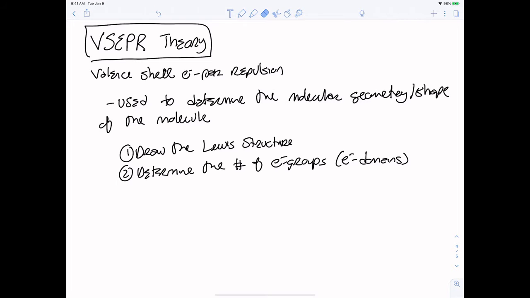And then from that, we determine the shape using the fact that those electron groups want to repel each other. So if I have two groups and they want to get as far apart from each other as they can, they're going to be 180 degrees apart. If I have three groups and they're trying to get as far apart from each other as they can, they're going to be like an equilateral triangle. They're going to have 120 degree bond angles. So determine the shape based on the electron groups repelling each other.